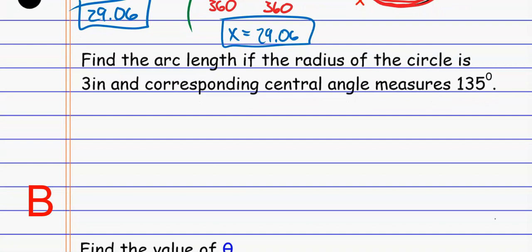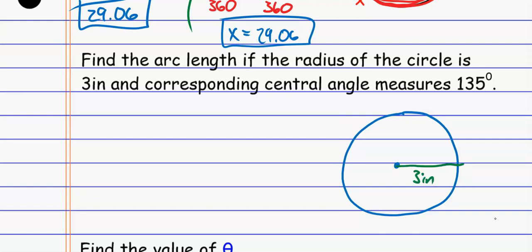If we look at this one, it says find the arc length if the radius of the circle is 3 inches and the corresponding central angle measures 135 degrees. And so once again, maybe draw a picture of this thing if you want to visualize it and say, okay, I've got the radius here of 3 inches, okay? And it says the central angle that I'm talking about is 135 degrees. And so from here, I just need to find the entire circumference.